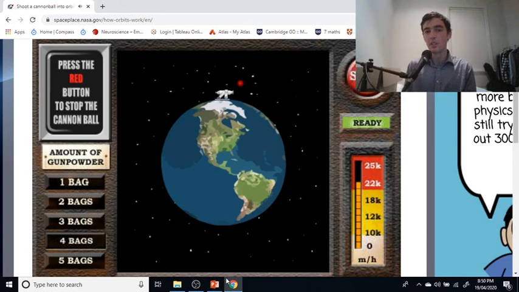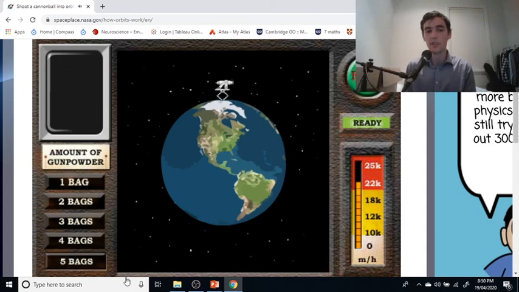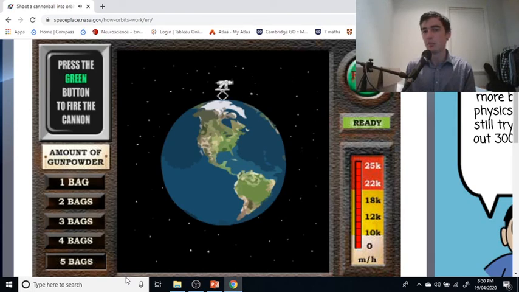Okay, so you can see the cannonball is going further away from the Earth because it's going even faster. But at some point it does get pulled back around to the Earth because it's not going quite fast enough to escape. And 5 bags. Okay, the cannonball is going so fast that even though it's getting pulled towards the Earth, it's not getting pulled towards the Earth fast enough. And it's ultimately not orbiting the Earth.